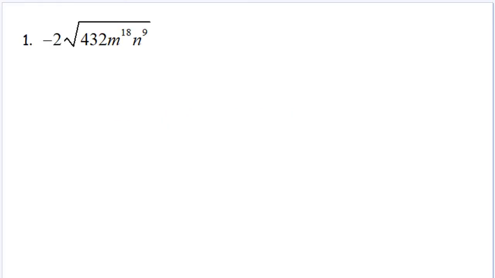So we just want to simplify this radical. The first thing that I want you to take notice of is that it's a square root, so you need to be looking in your perfect squares list. So I'm going to write this as -2 times the square root. Now I need to break everything down into perfect squares. So I need to figure out what perfect square is in 432.